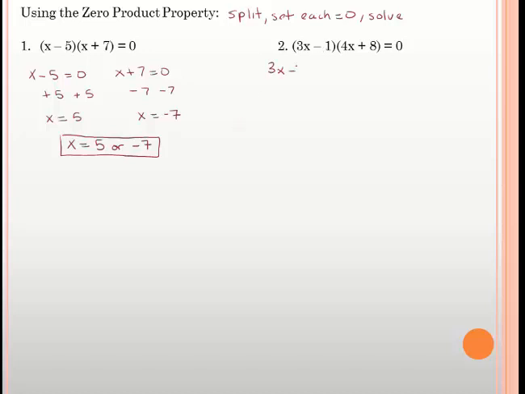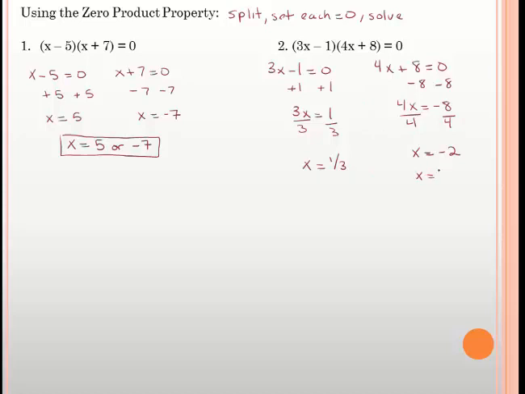Here I have 3x minus 1 is equal to 0, and 4x plus 8 is equal to 0. I add 1 to both sides. 3x equals 1. Divide by 3, and since 1 does not divide by 3, I leave a fraction. Subtract 8 from both sides. 4x is equal to negative 8. Divide by 4, and I get x is equal to negative 2. So I have x is equal to 1/3 or negative 2.